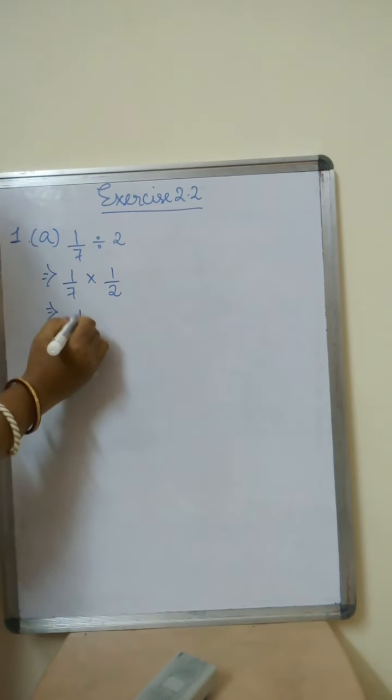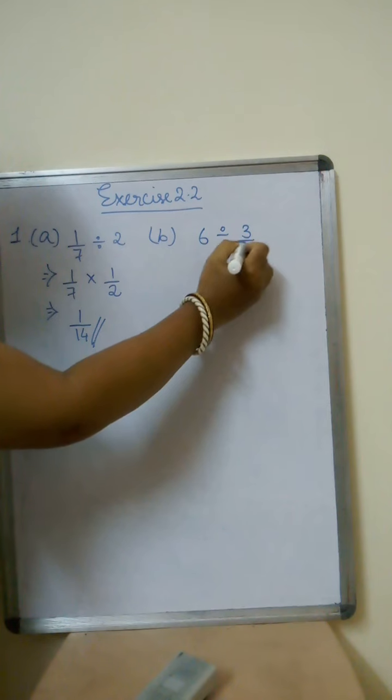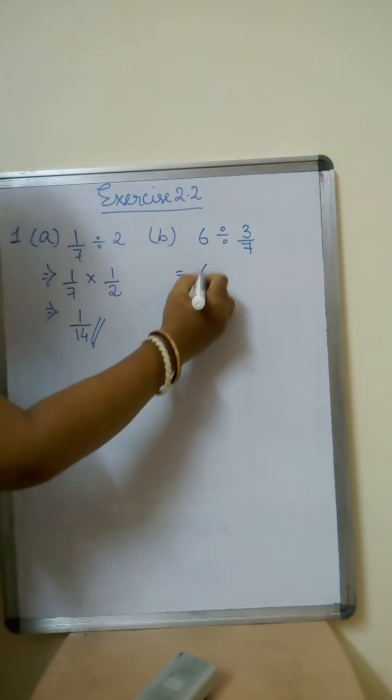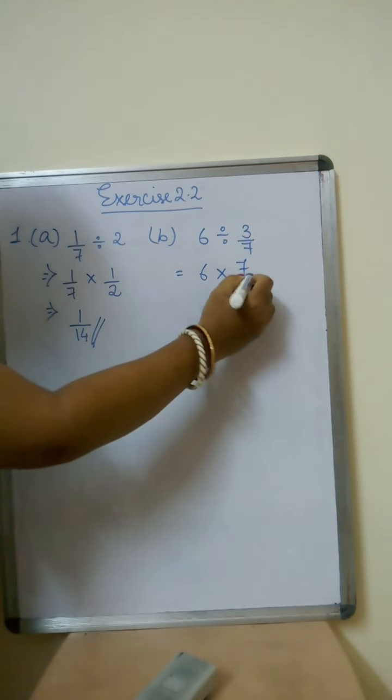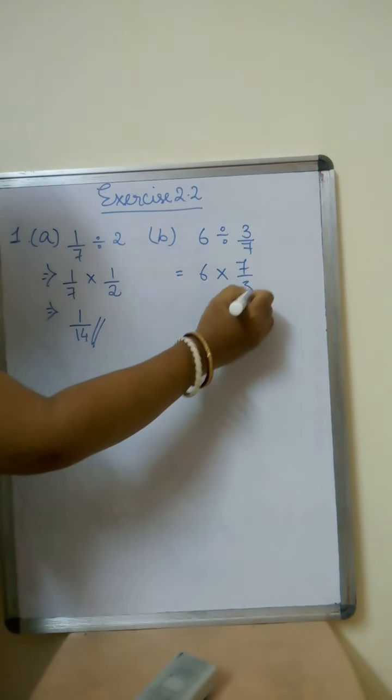Right? Next we come to number B. What is there in number B? 6 divided by 3 by 7. Okay. So it is 6 into 7 by 3. When it is divide and we multiply it, it will become reverse. Okay. So 3 2s are 6, 7 2s are 14.